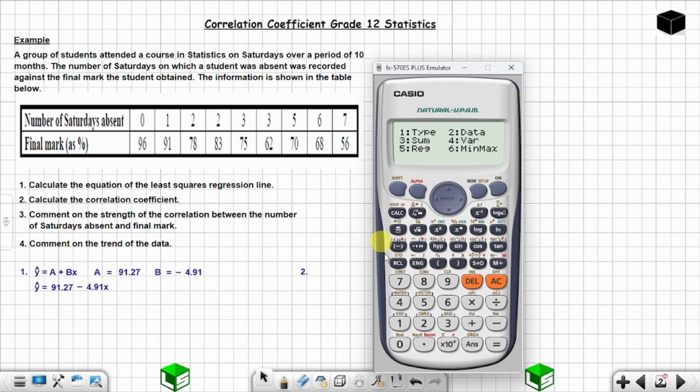Now you need R, which is the correlation coefficient. So you need 3. You are going to press 3 and then equal. This is negative 0.87. So this is the correlation coefficient.